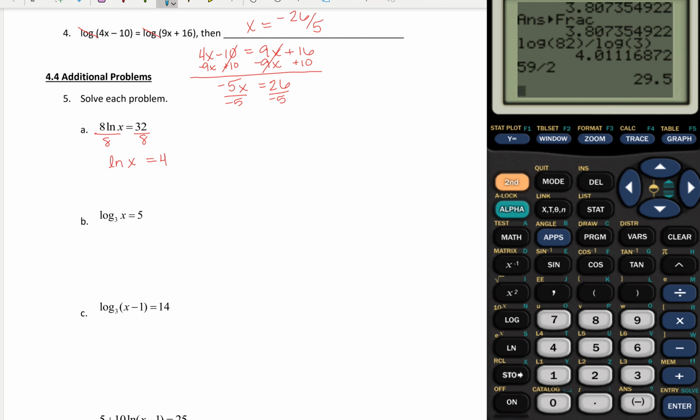Now, how do I get rid of a natural log? Well, it's quite simple. I take it and raise it to the power of e on both sides, or actually give both sides a base of e, so that the natural log is gone. I'm left with x equals e raised to the power of 4. That's going to be my solution.